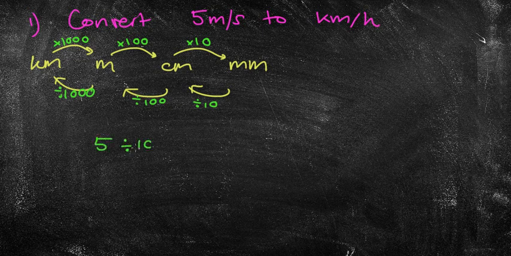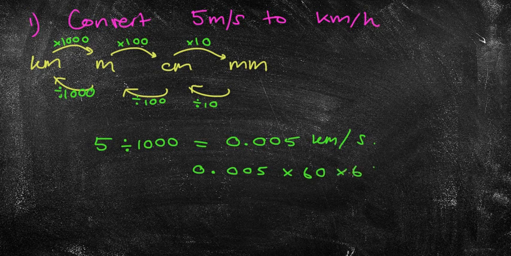So 5 divided by 1,000 would equal 0.005. And that is kilometres per second. But now I need to turn that into per hour. So there are 60 seconds in a minute. There are 60 minutes in an hour. And I simply then put that into my calculator. Some people will times it by 3,600. But in this case, we get 18 kilometres per hour.